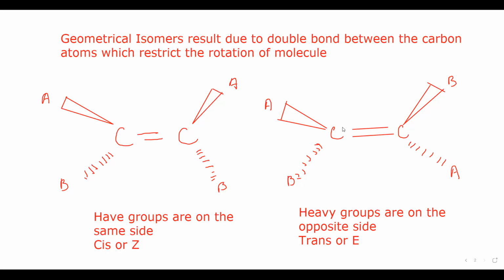So how to name them, how to identify whether it is cis or trans, and then the second part is how to name them. So first we'll do examples to identify whether it is cis or trans or E or Z.